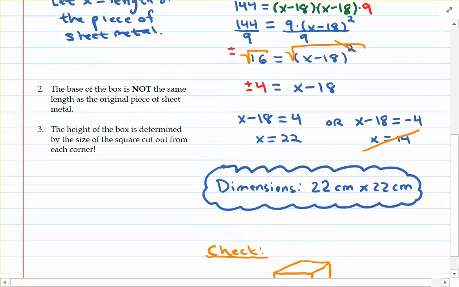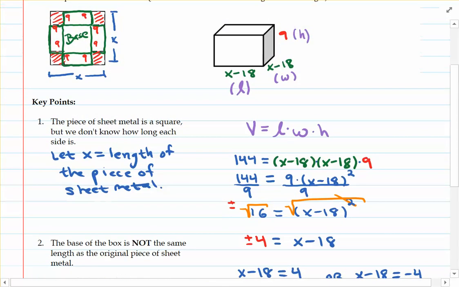So going back up to the diagram, this one in particular, since we know that x is 22 centimeters, that's going to give us a more precise value of the lengths of the base of the box. So with x is 22, this side length of the base is going to be 22 minus 18, which is 4. Likewise, the other side length of the base is going to be 22 minus 18, which is 4 as well. Now, of course, the height is 9. There's no variable x to plug in here, so the height of our check is still going to be 9.